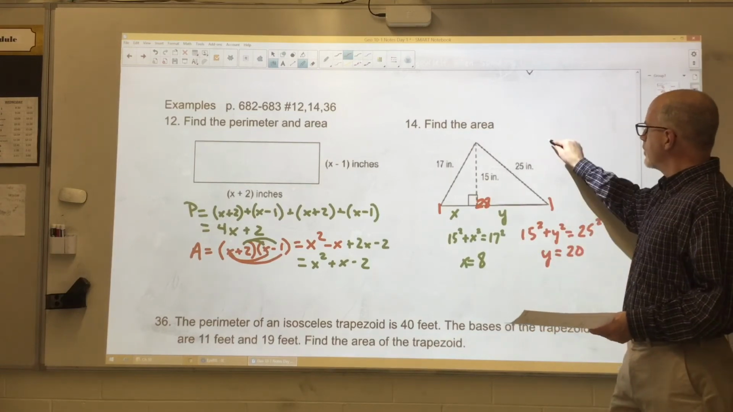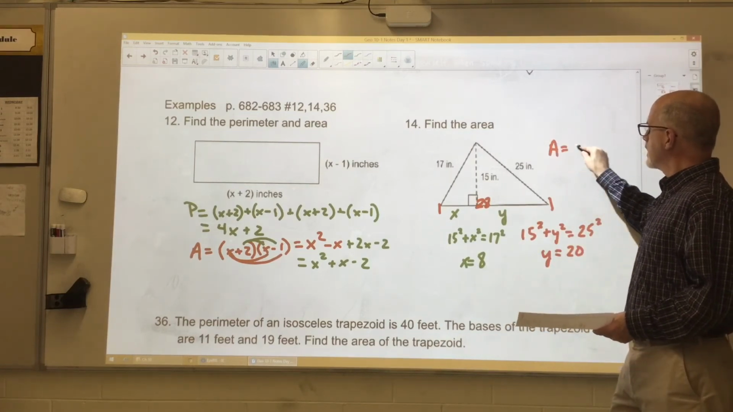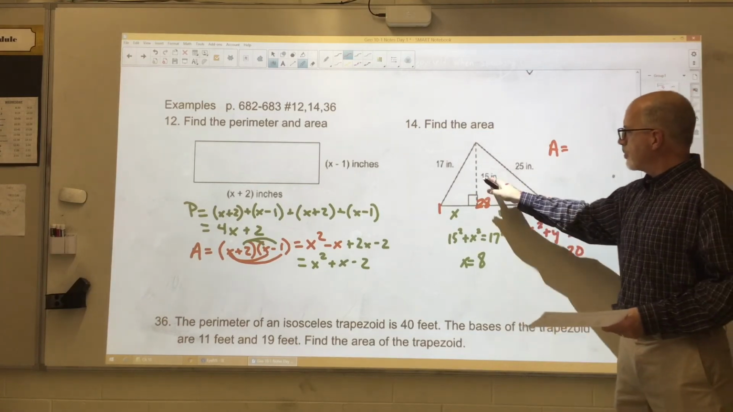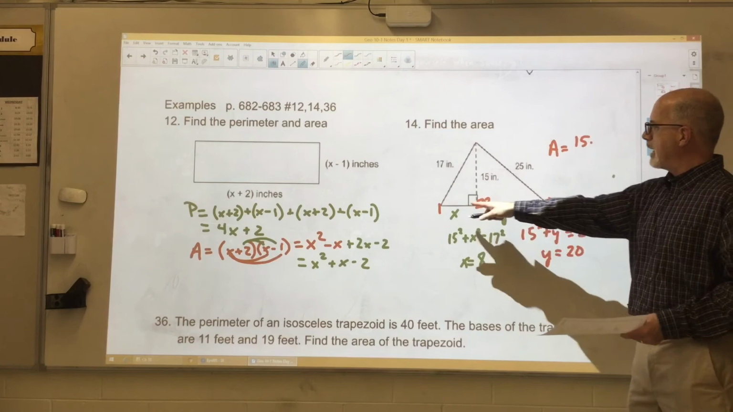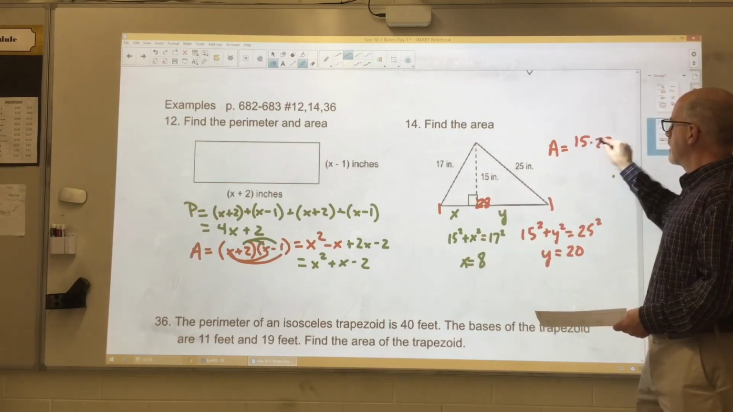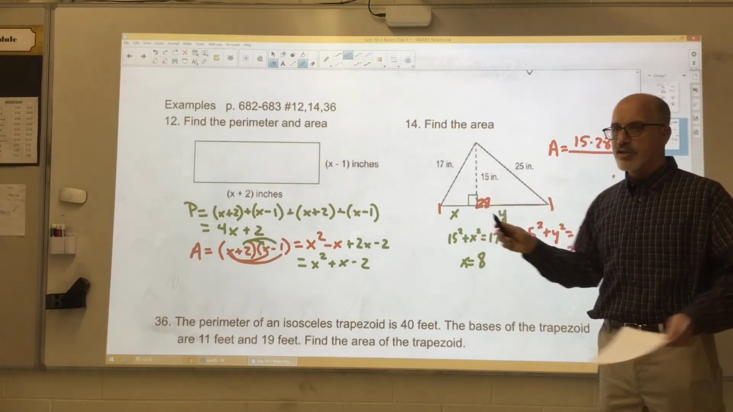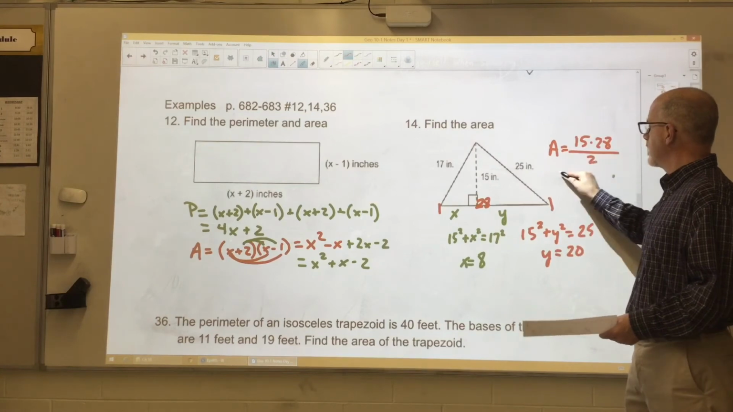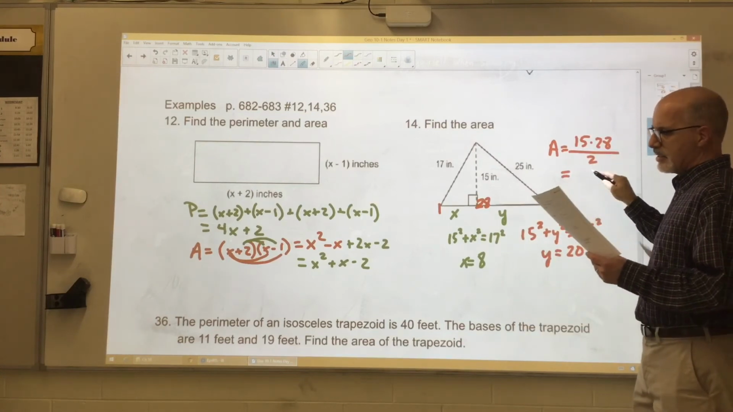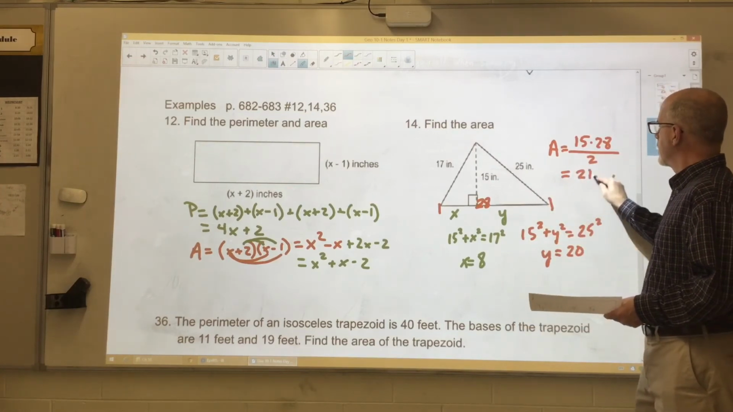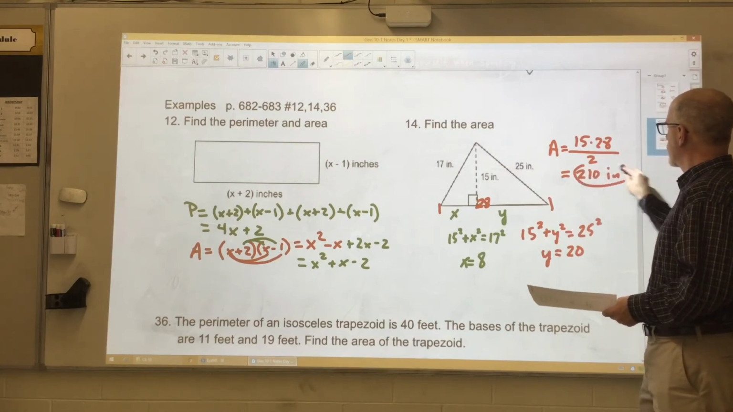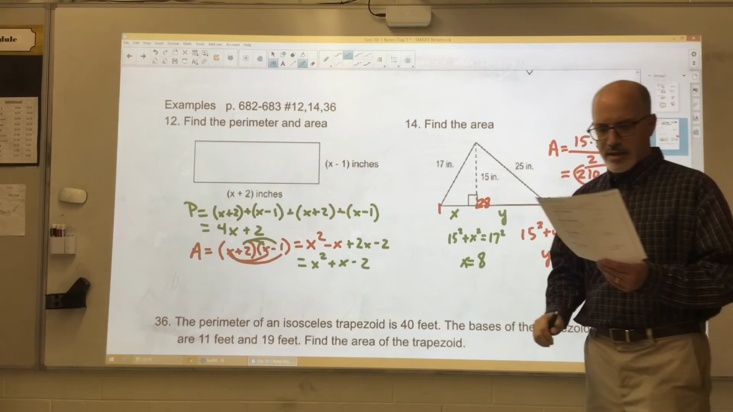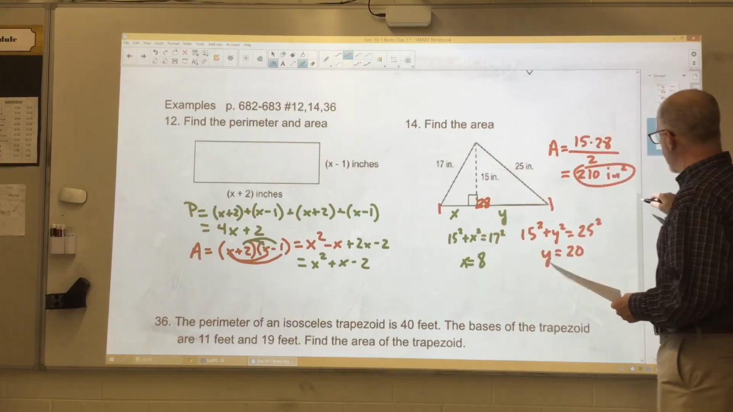So if I want to do the area of this, it's going to be multiply the height, 15, times the base, 28, and then I'll divide that by 2, just like we do base times height divided by 2, and I get 210, and that's square inches for the answer. All right, so let's do this last one down here.